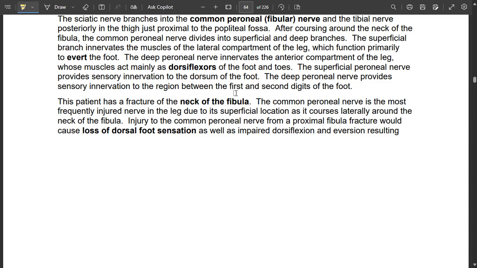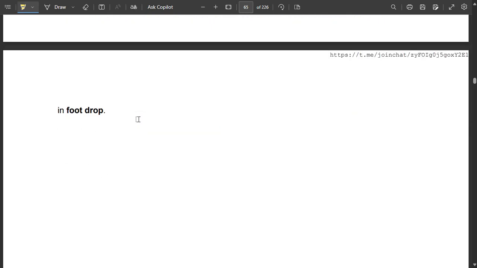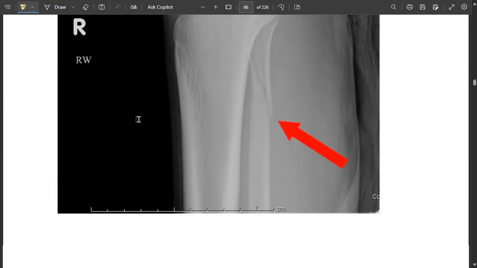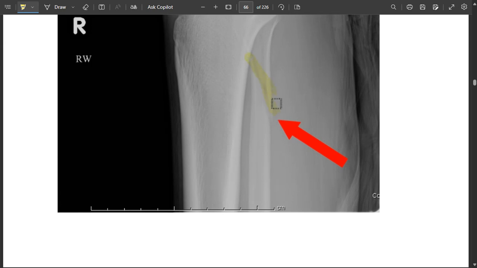The patient has a fracture of the neck of the fibula. The common peroneal nerve is the most frequently injured nerve in the leg due to its superficial location as it courses laterally around the neck of the fibula. Injury to the common peroneal nerve from a proximal fibular fracture would result in loss of dorsal foot sensation, as well as impaired dorsiflexion and eversion, resulting in foot drop. So here is a fracture of the fibular neck.